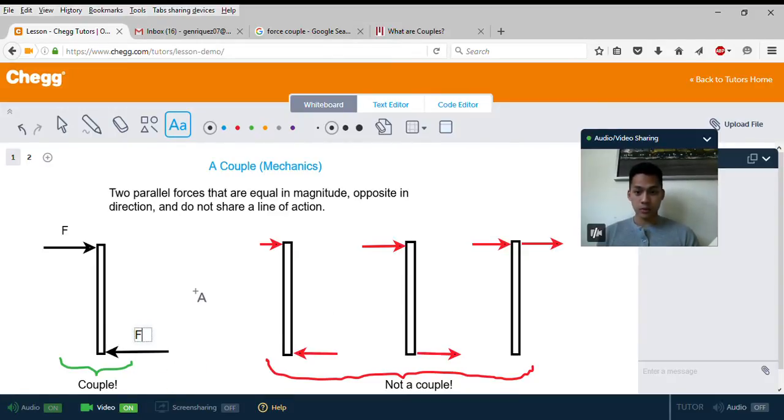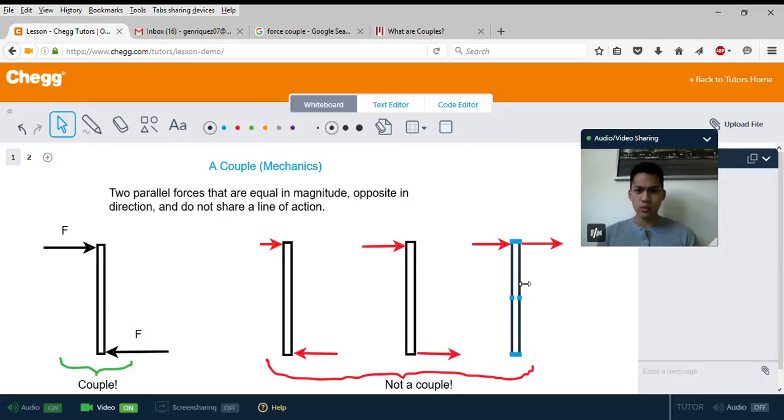Here are some examples of not couples, essentially. So in this first part, we have a bar where the arrows are the opposite direction and they don't share a line of action, but they are not equal in magnitude. As you can see, this one is represented by a shorter line, this one is represented by a longer line, so magnitude is not equal. The second one, we have equal in magnitude. They don't share a line of action, however they are not opposite in direction. They both point to the right.